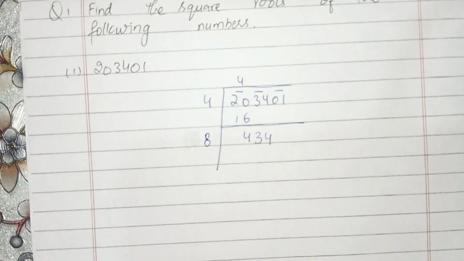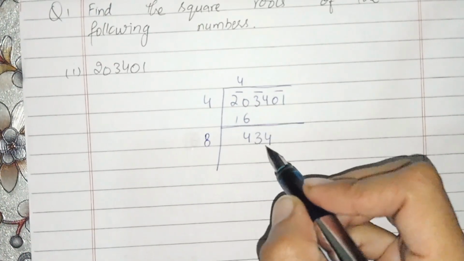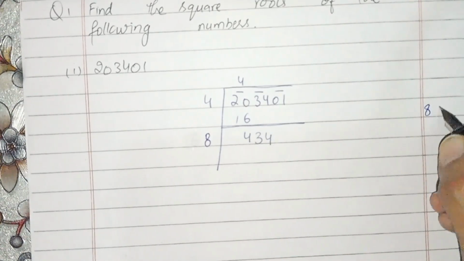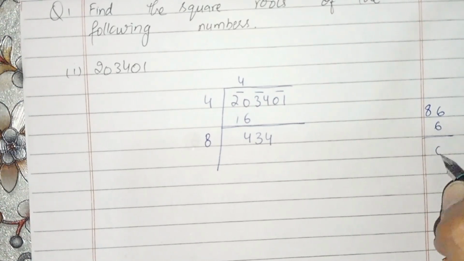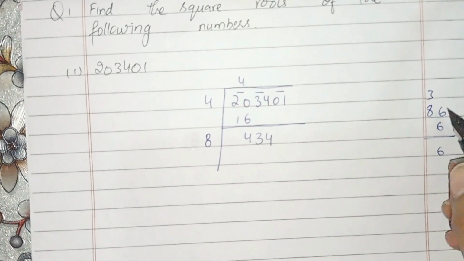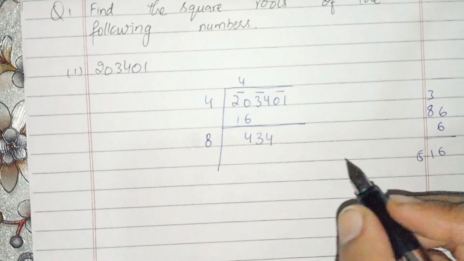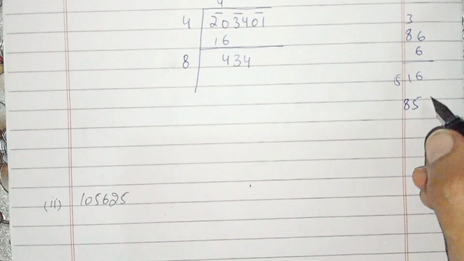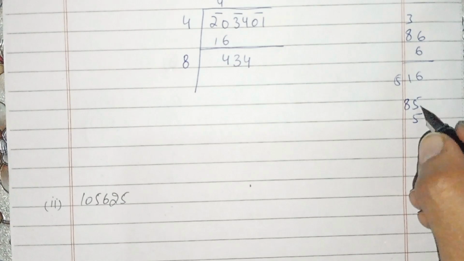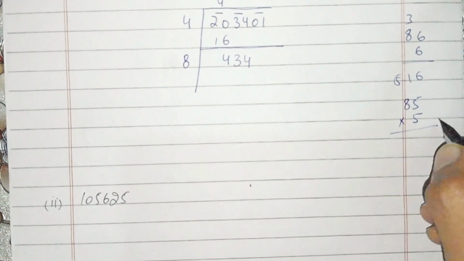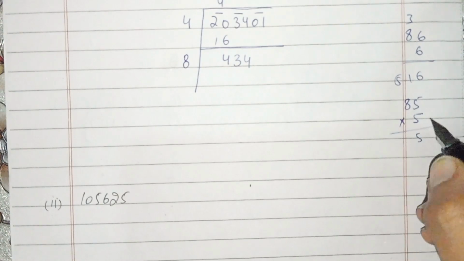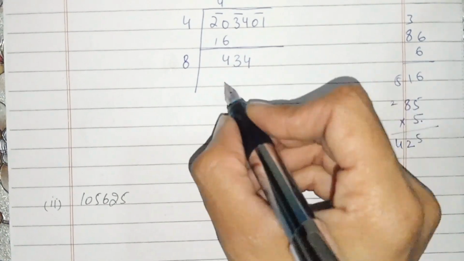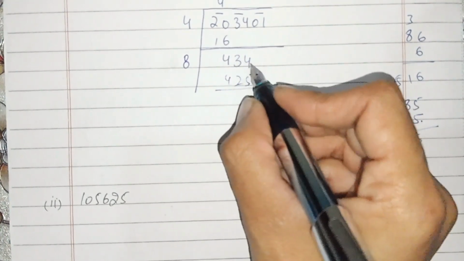This is 8, and now we have to multiply by a number which satisfies this. Let's suppose I multiply 8 by 6: 6 times 6 is 36, 8 times 6 is 48, 49, 50 and 51. This is larger than the required value, so now multiply by 5. We have to write the same value up and below. 5 times 5 is 25, 5 times 8 is 40, and 40 plus 2 is 42. We get 425.